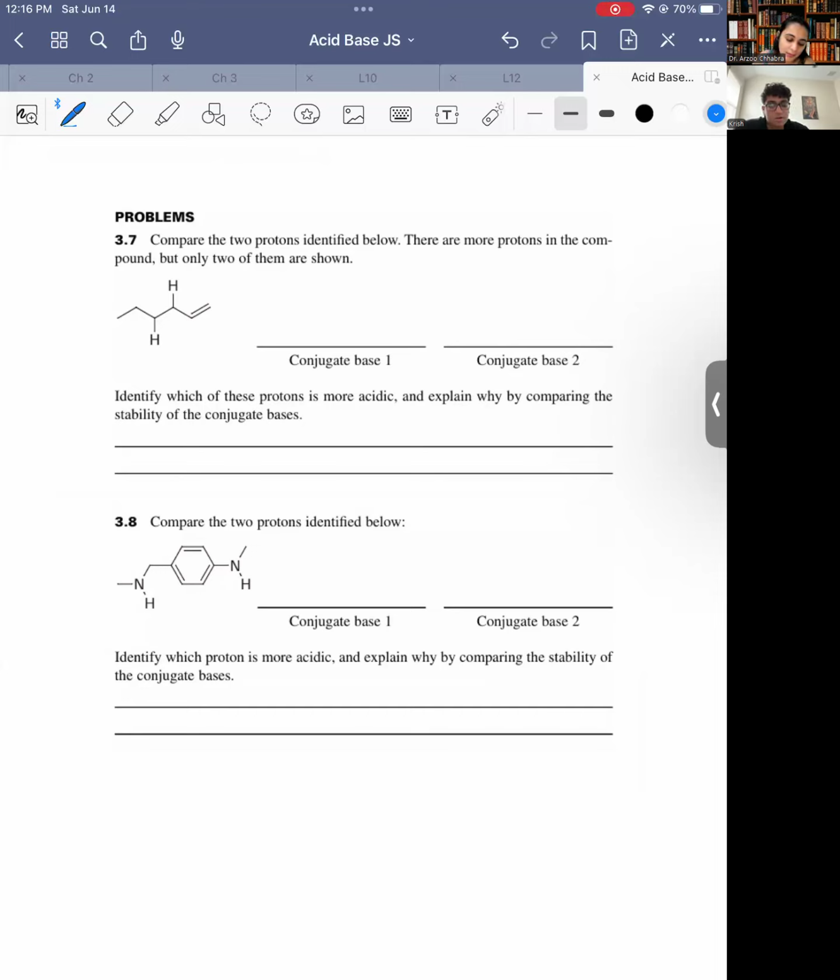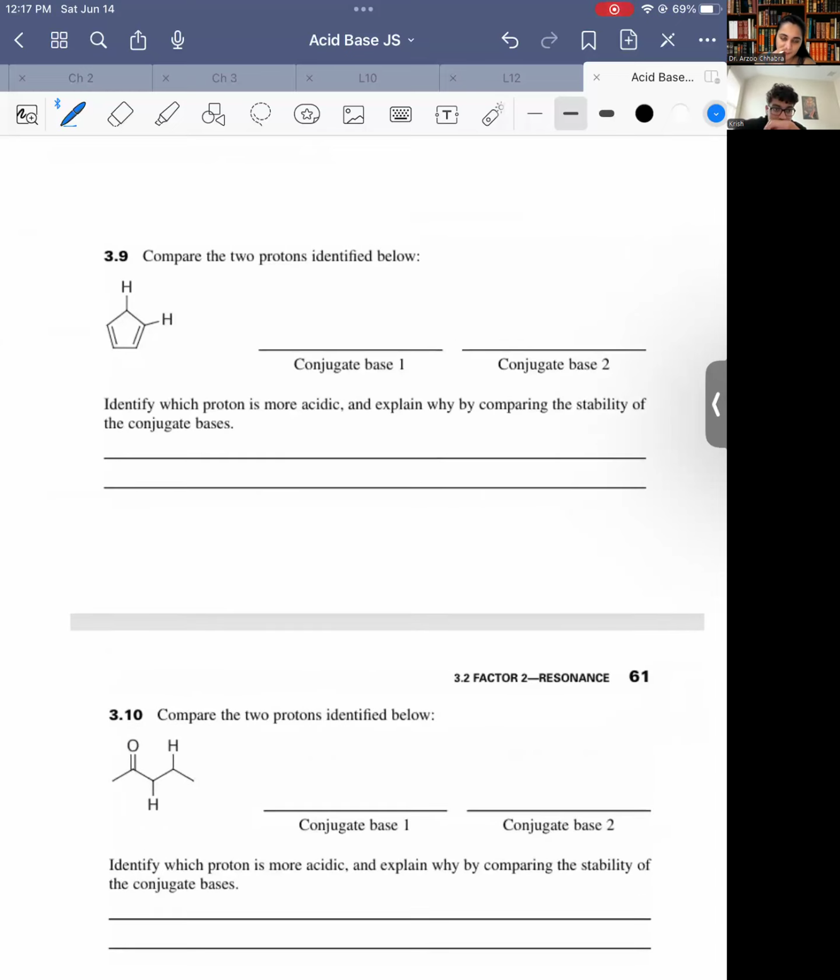Because if you draw the conjugate base, there's going to be a lone pair in that carbon. Yeah, this one. Perfect. More acidic. What about the next one? Yeah, again, the one on the right, just because of resonance. Double, single, and that's correct. More stable. Perfect. Nice. What about this one? 3.9.